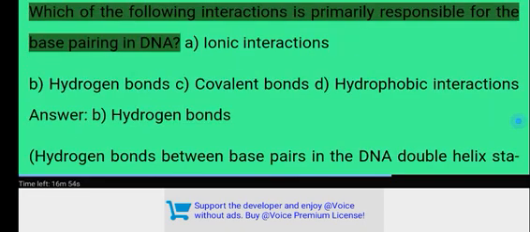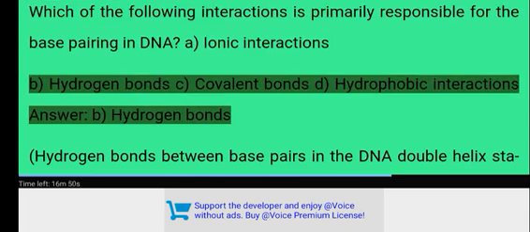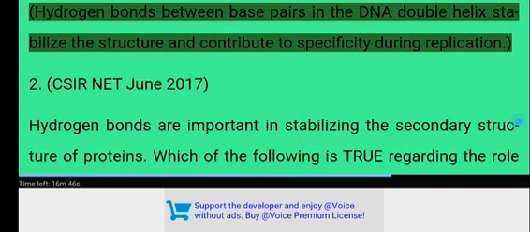CSIR NET December 2015. Which of the following interactions is primarily responsible for the base pairing in DNA? A. Ionic interactions. B. Hydrogen bonds. C. Covalent bonds. D. Hydrophobic interactions. Answer. B. Hydrogen bonds. Hydrogen bonds between base pairs in the DNA double helix stabilize the structure and contribute to specificity during replication.